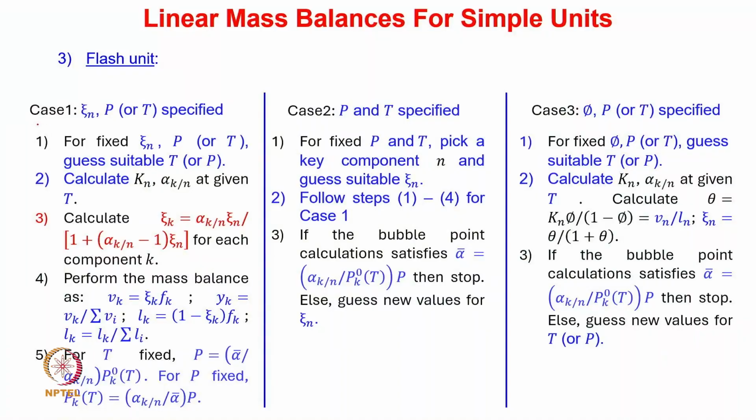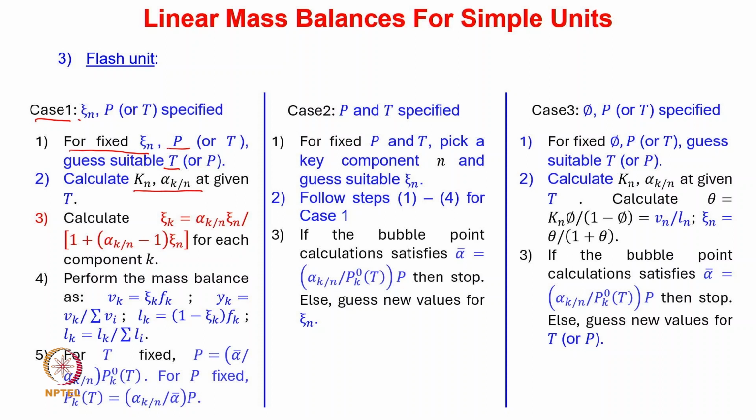So case one is when zeta n is fixed and one of P or T is specified. In that case, for a fixed zeta n, and let's say P is fixed, we can guess the suitable value of temperature T. Or if the T is fixed, we are going to guess the suitable value of P, and then we are going to calculate Kn and alpha Kn.